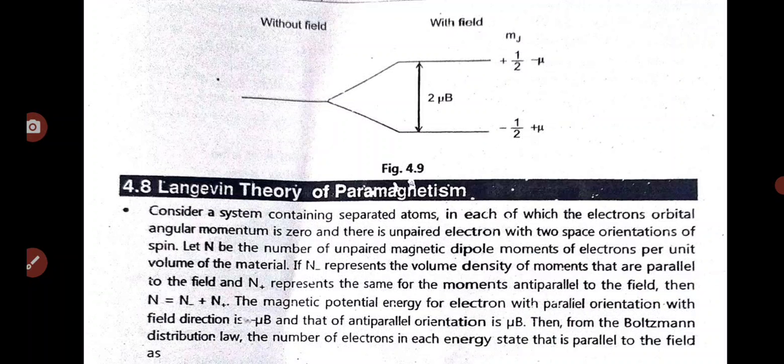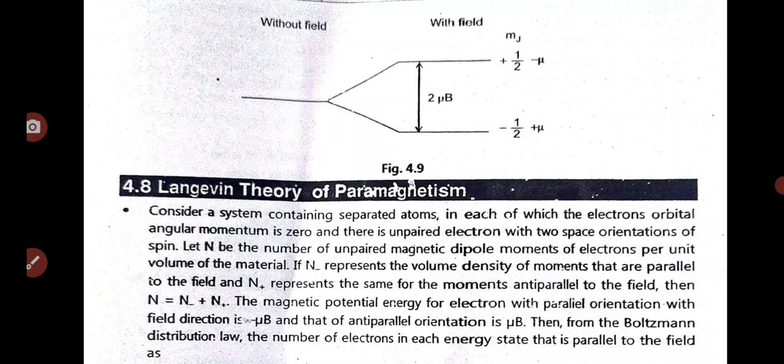In the last lecture on diamagnetism, we considered the classical diamagnetism theory, also called the Langevin theory of diamagnetism, and in this concept we also see the Langevin theory of paramagnetism. In this theory we consider the system as separated atoms, and in each atom the electron orbital angular momentum is 0. There is an unpaired electron with two space orientations of the spin.